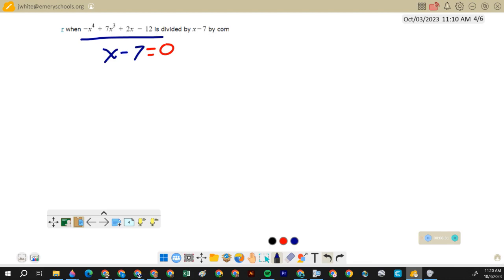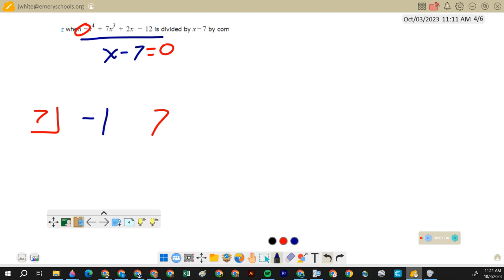So I'm going to stick 7 in the corner, and then I'm going to write out the coefficients of the polynomial, and they have to be in the proper order. It has to be x to the fourth, x to the third, x squared, x, and constant. Okay? So what is the first coefficient? Negative 1 from here. What's the second coefficient? 7. And the third? No, not 2. 0.